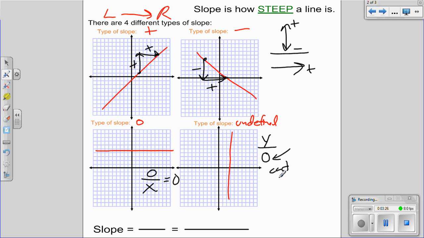So I'm going to put can't do. That's what we call undefined. The other example that I like to show is a skier. So imagine like a snow skier. So here we got a guy skiing uphill.